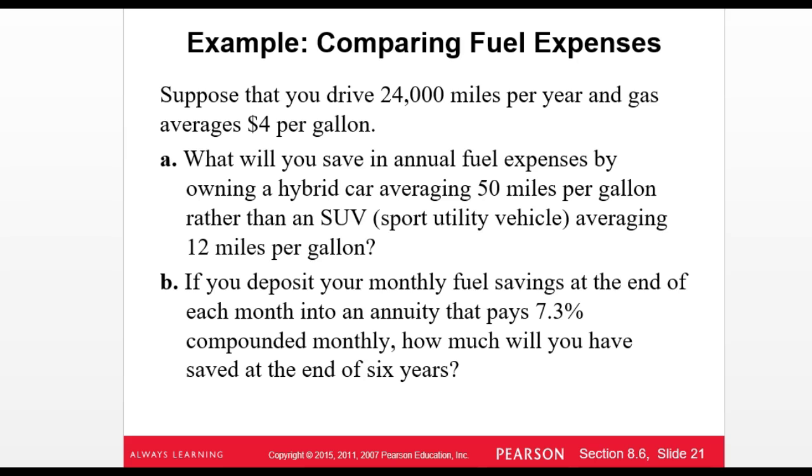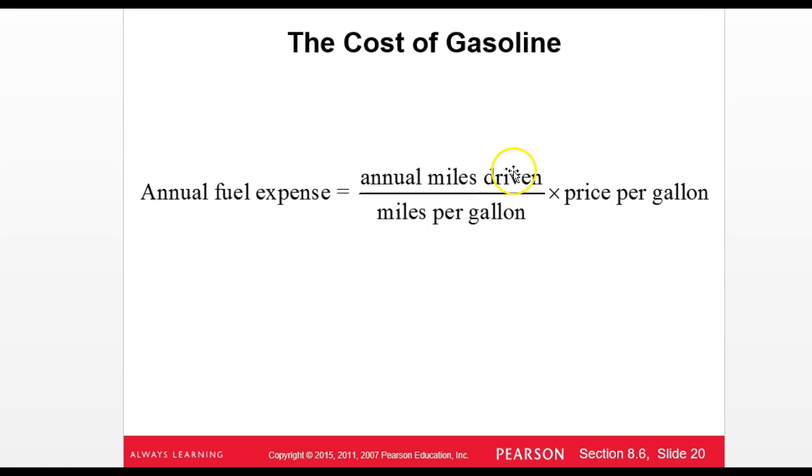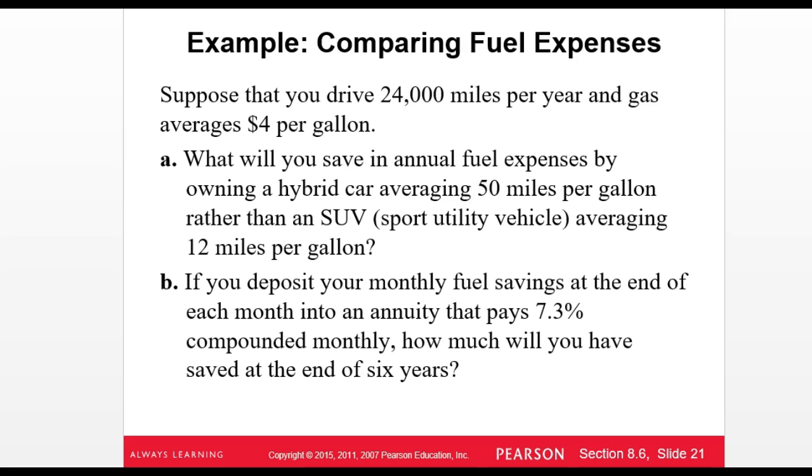Suppose you drive 24,000 miles a year and gas averages $4 per gallon. You can tell this is a little bit older; we've gotten a little bit better than that in the last couple of years. What would you save by owning a hybrid car averaging 50 miles per gallon rather than an SUV that only averages 12 miles per gallon? And then if you deposited those monthly fuel savings at the end of each month into an annuity that pays 7.3% compounded monthly, how much would you have in 6 years? So let's go back into this formula here, and then into the savings formula from the last section to answer part B.